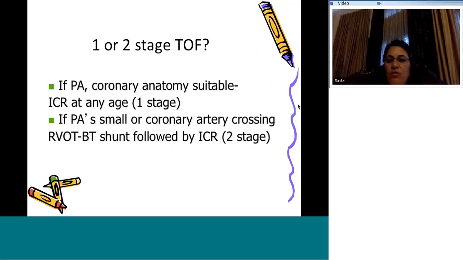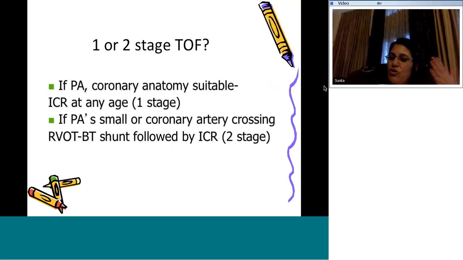When you're doing a transatrial repair, you don't care about the coronary artery because you're not cutting in front of the RV. If you're doing a TAP, the coronary artery makes a big difference. So if PAs are small or there's a coronary artery crossing the RVOT, you do a BT-shunt followed by an ICR or a homograft later. That is your two-stage procedure. Okay, all clear on this?